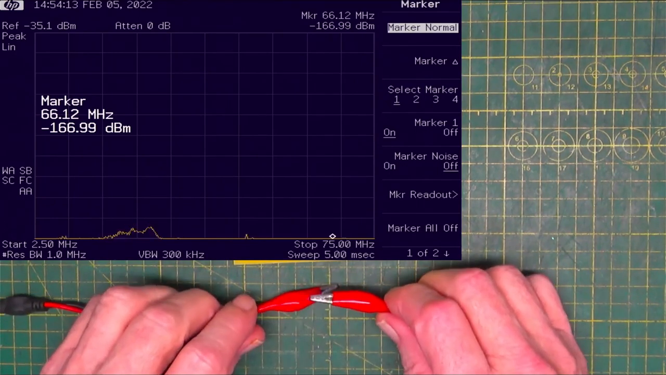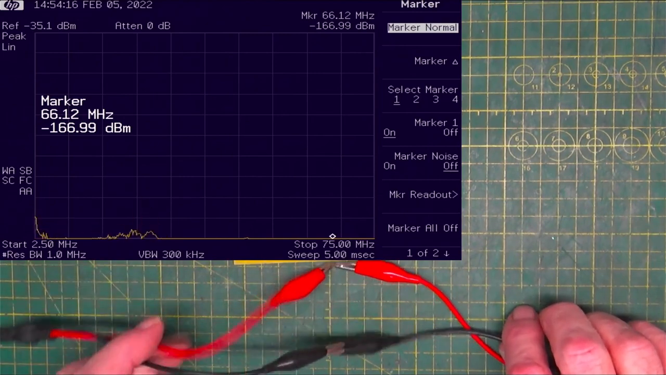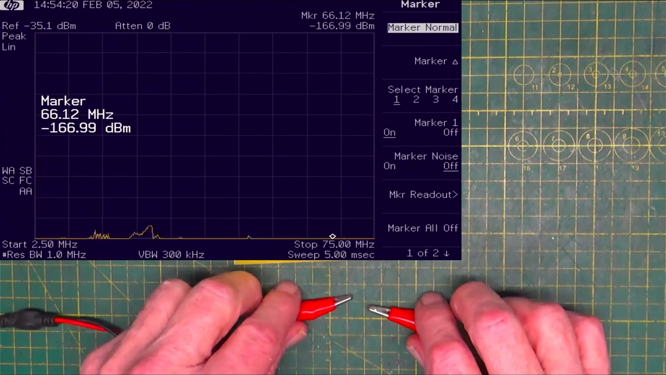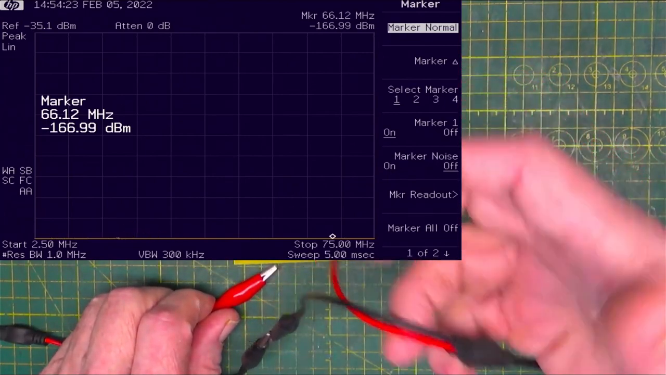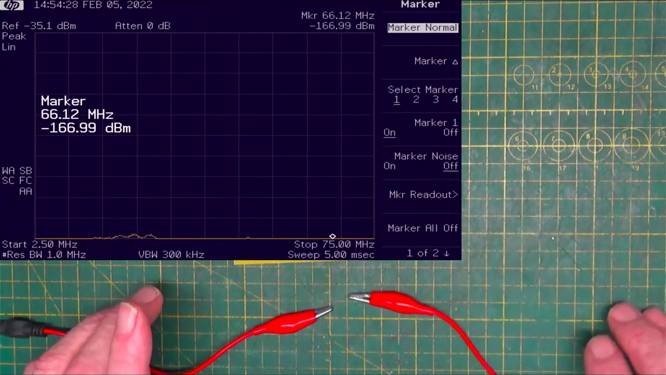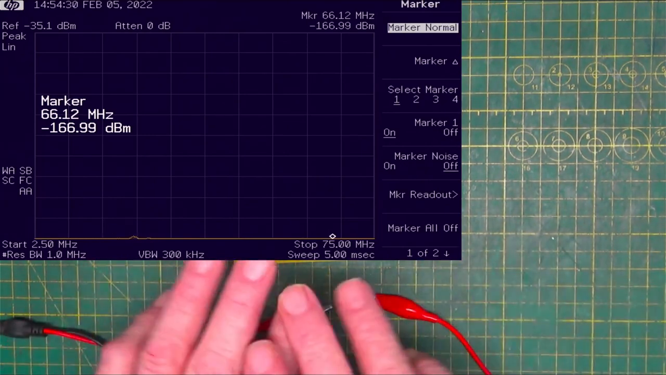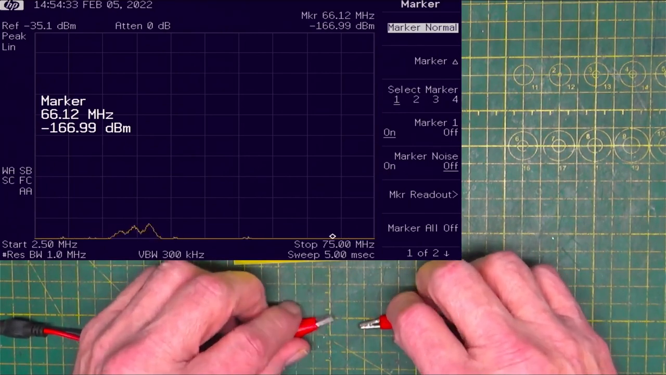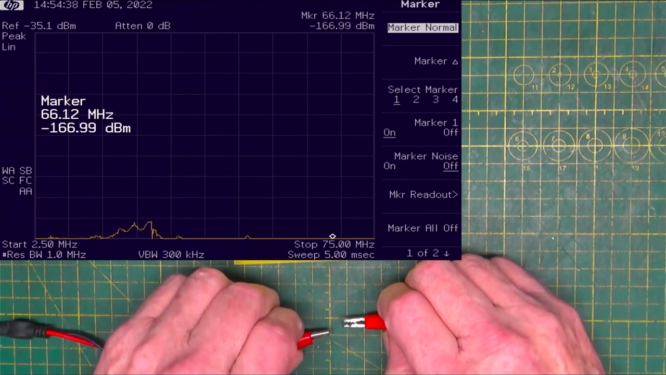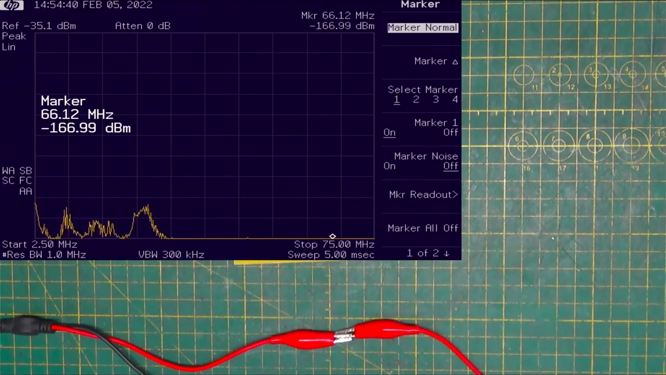So what I'm going to do is put together my leads. This lead here comes from the sweep generator, and this lead goes to the spectrum analyzer. Now, they're garbage leads, so it's going to introduce some noise and some drop, but it's not important to what we're doing here. So let's put them together and bring this out a little bit.